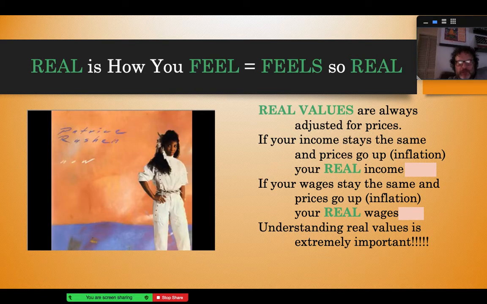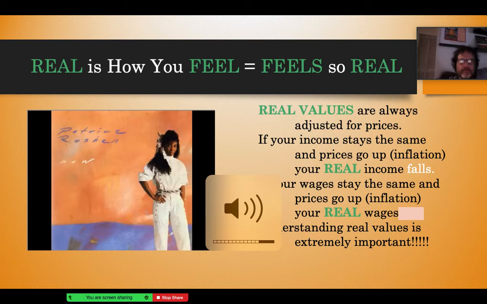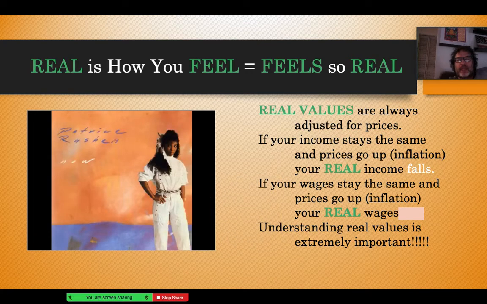So real values are always adjusted for prices. If your income stays the same and prices go up, what's going to happen to your real income? It's going to fall. What happens if your wages stay the same and the prices go up? Your real wages are going to fall. Okay? So again, prices cut into real values. Higher prices, you feel poorer. Real is how you feel, so your real wages, your real income falls.